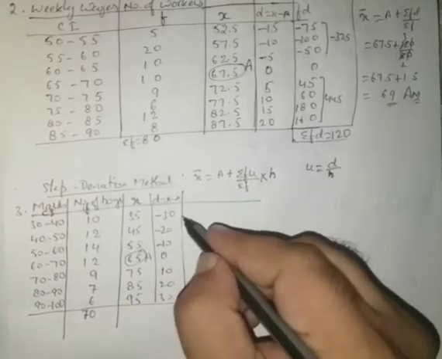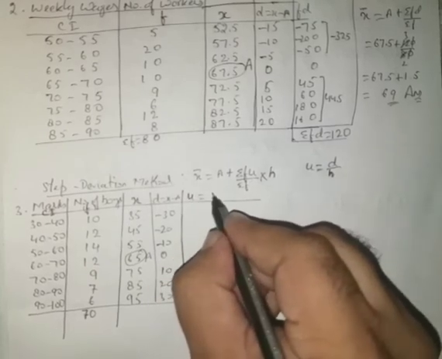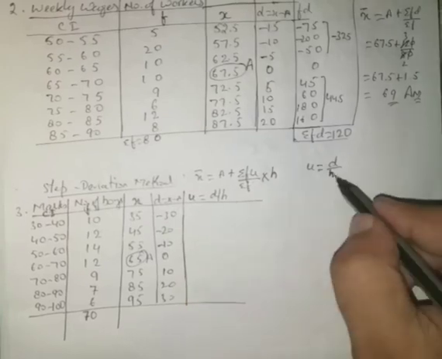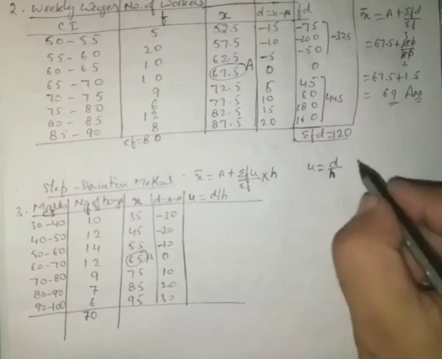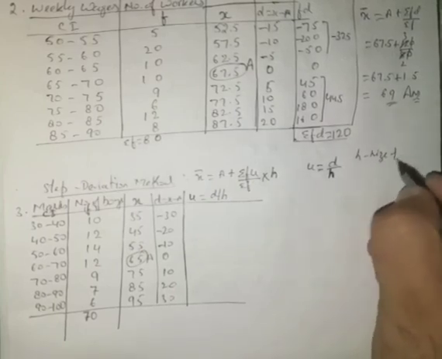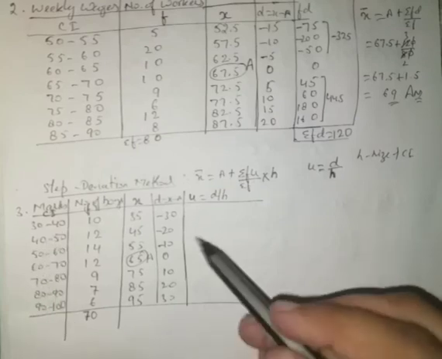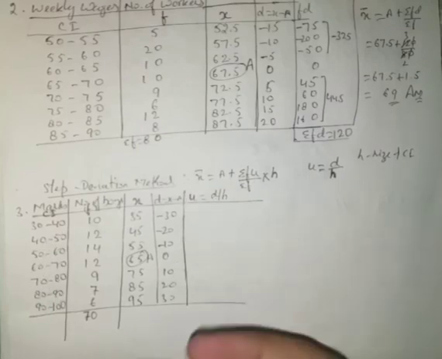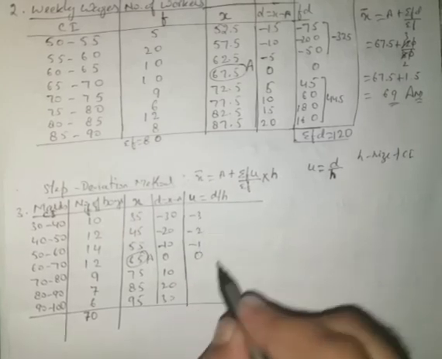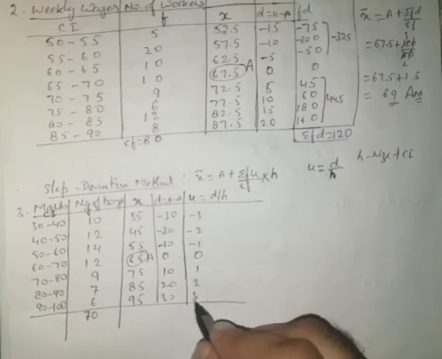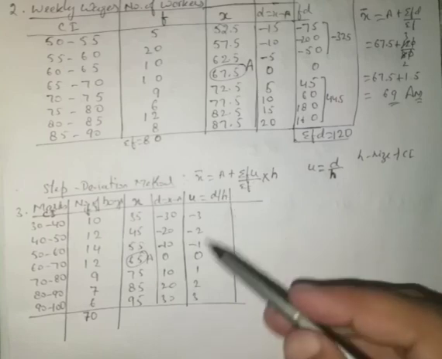In this formula, I need one more value, which is called u. I have already said this u is d over h, where h is the size of the class interval. H is the size of the class interval, meaning the difference. So 40 minus 30, h is 10. And now if I divide all these values by 10, what I will get is 0, minus 1, minus 2, minus 3, and this will once again be 1, 2, and 3. So this is one more step than the shortcut method. So u will be equal to this.